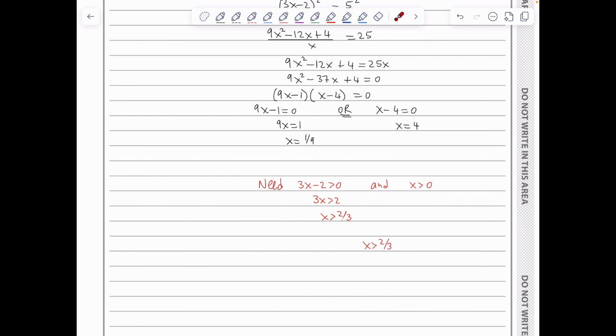So looking at the two solutions we obtained from the quadratic, 1 over 9 is not within the solution set, so I need to reject this. I say it's not valid, and therefore we conclude that there is only one solution, and this solution is x equal to 4.